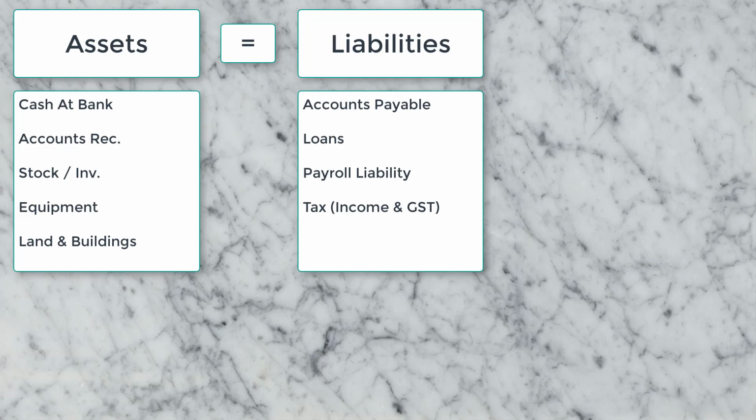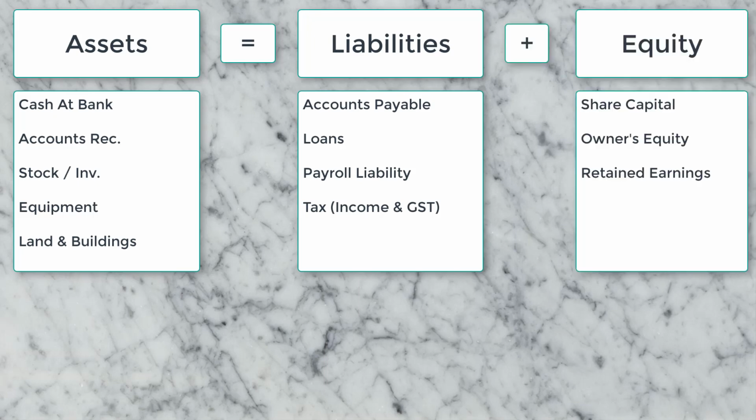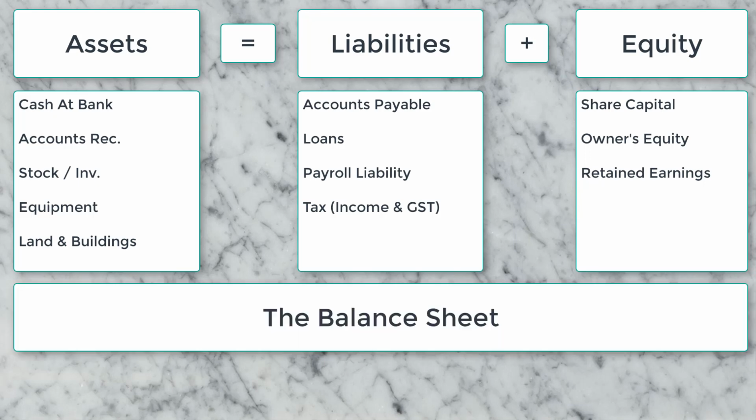We also have equity, which includes shareholders' capital, which is the purchase of any shares of the business, plus owner's equity, so any money the owner of the business might have invested in it. And then we have retained earnings, which is the accumulated profit of the business that's sitting there waiting for future use. Now, all of these can be seen on a balance sheet, which is a picture of a company's position at a fixed point in time.